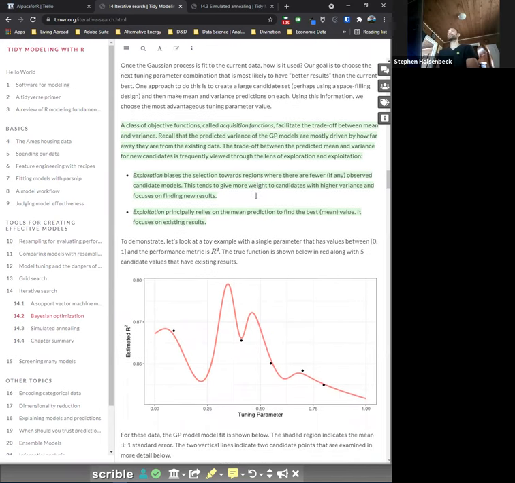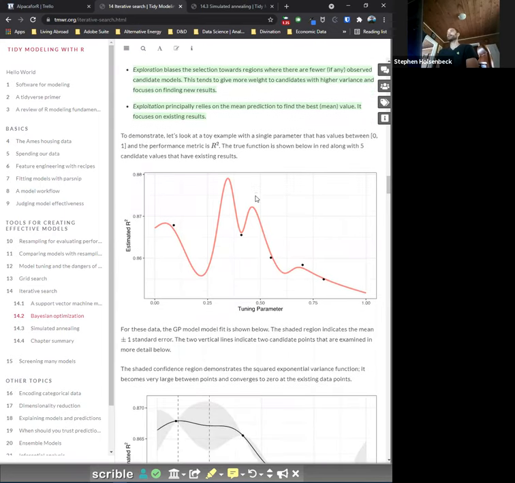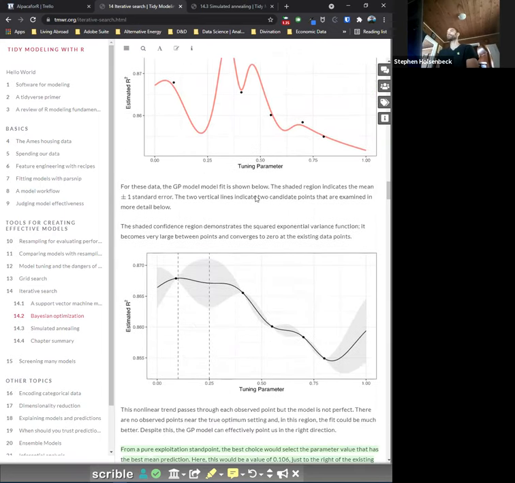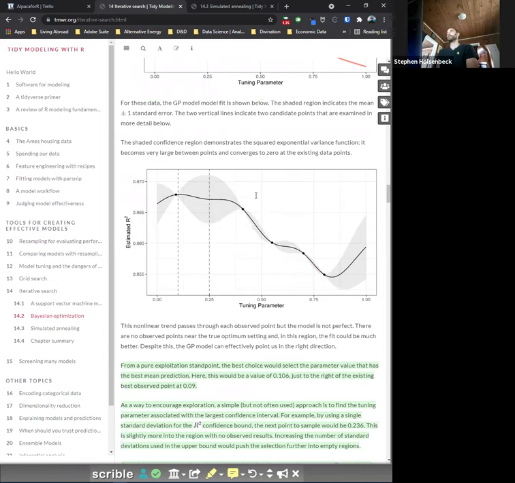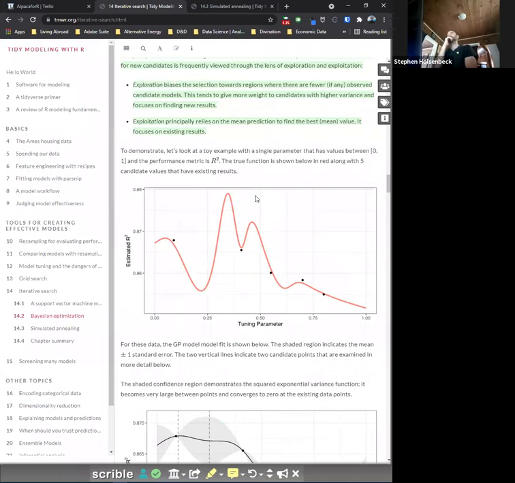And these two ideas are going to be used when constructing an expected improvement value, which is used to determine which hyperparameter values to use next. So exploration biases the selection towards regions where there are fewer, if any, observed candidate models. This tends to give more weight to candidates with higher variance and focuses on finding new results.